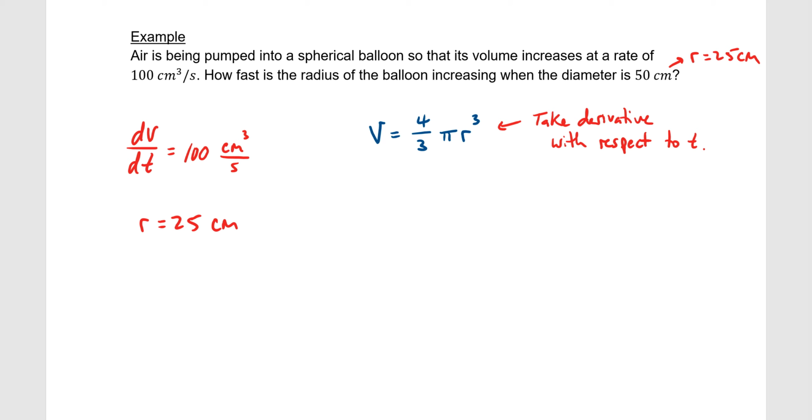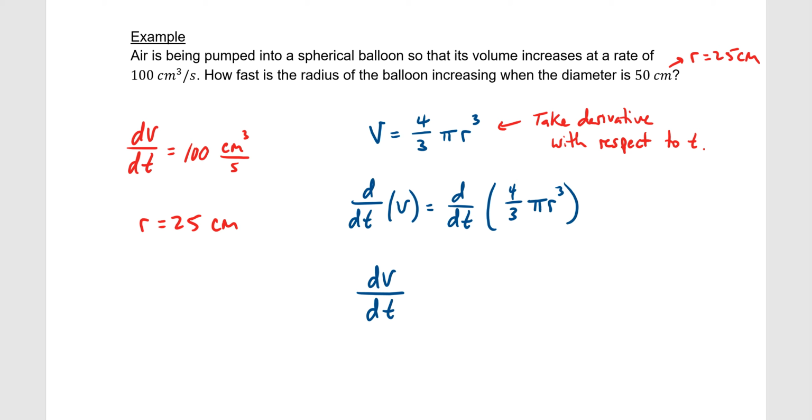Let's go ahead and take the derivative of this using chain rule. I'll write it like this first to start. We want d/dt of the left side, and we want d/dt of the right-hand side. The left-hand side is pretty easy, right? It's d/dt of V. That's just dV/dt, which hopefully you notice is what we have right up here.